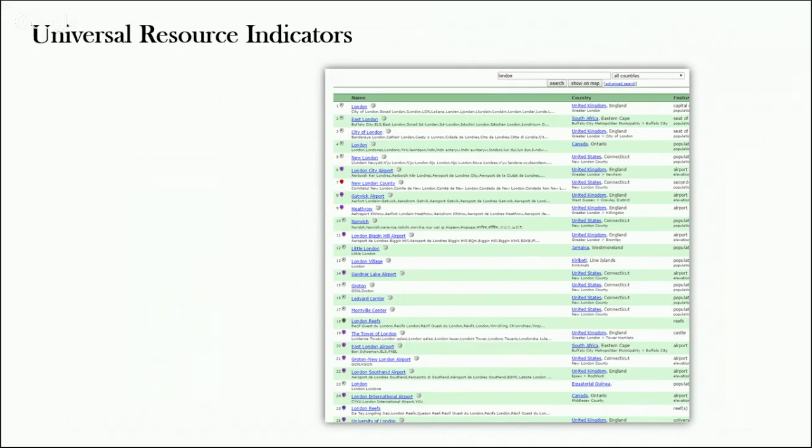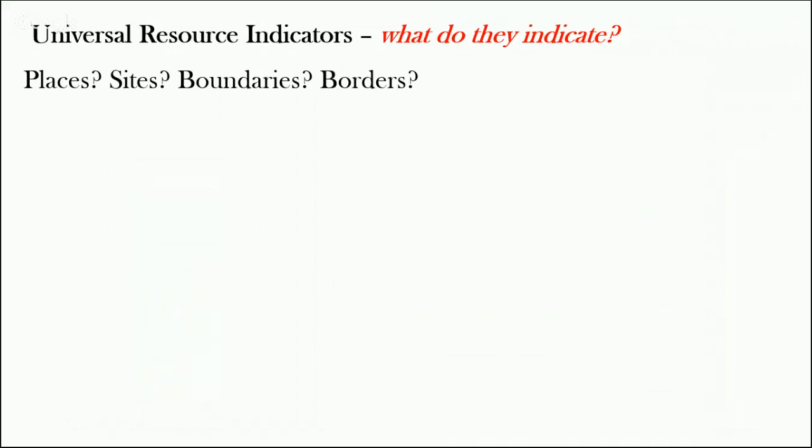It is a semantic web-mounted gazetteer of modern place names, which we drew on in various ways, and I'll come back to that shortly. But again, the why-not-use-Google-Earth question: what do URIs actually indicate? Places, sites, boundaries, borders, what? In a place like Cyprus, this is far from clear.